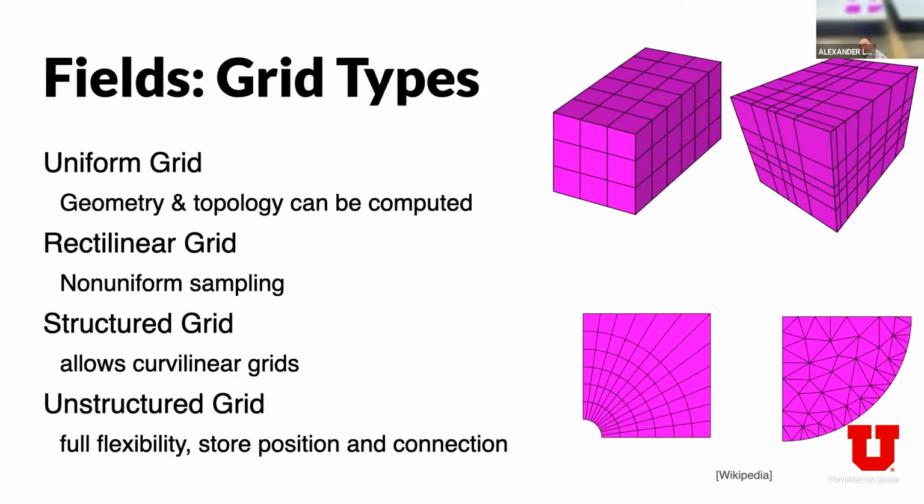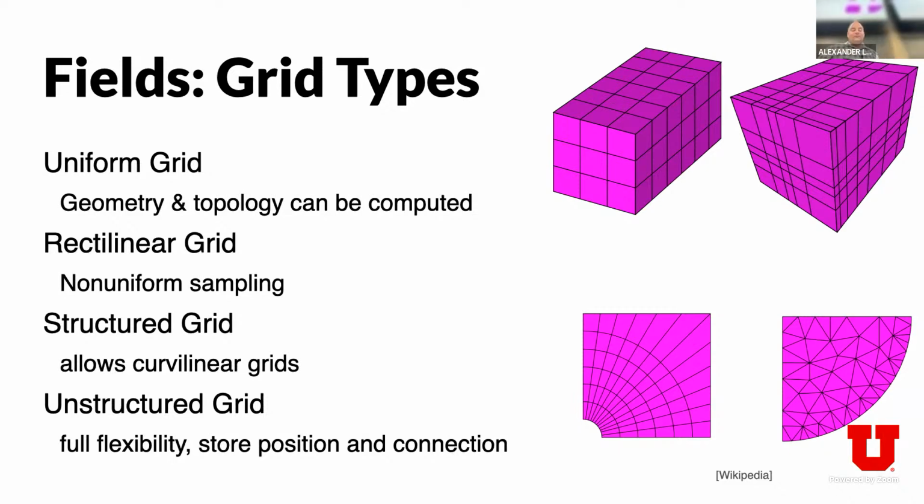For fields, as I mentioned, we have different ways of collecting the data. The simplest way would be a uniform grid, where we have exactly every unit distance a sampling in all directions. This is the case where we have the geometry and the topology completely and easily defined. We don't have to store a grid. We can just assume there is something at coordinates 2, 2.